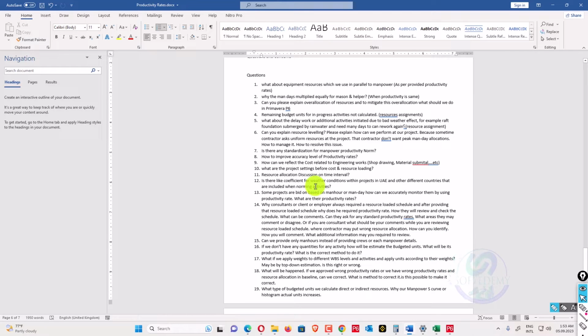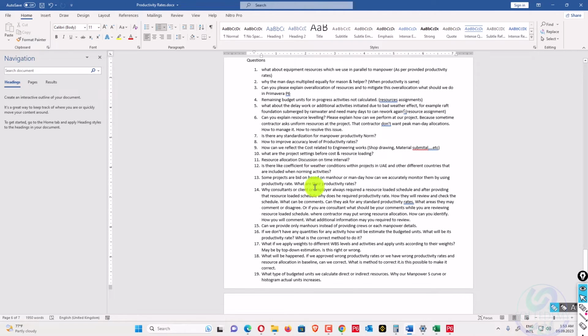So you can use a coefficient in your project anywhere and at any location for productivity rates. You can decide with your project manager and with your consultant what your coefficient is. Some projects are bid on based on man hours or man days. How can we accurately monitor them by using productivity rates?